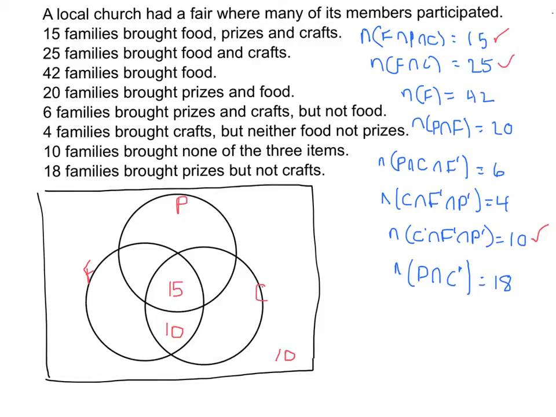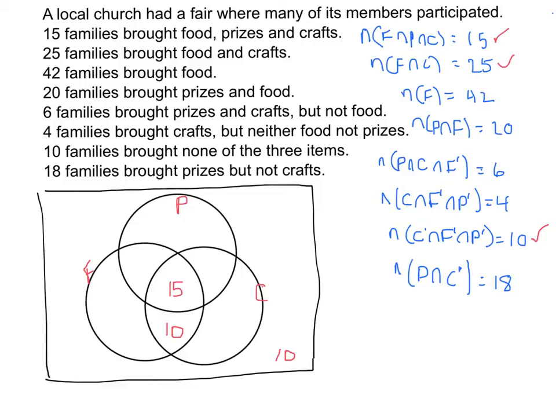Now here's the thing. The next piece of information says that the number of elements in F is 42. But here's the problem. Here's F. F is made up of 4 regions. We only have 2 of them. So we don't know how the remainder is going to be split up between these 2 regions. So we need to skip that clue and we need to move on.